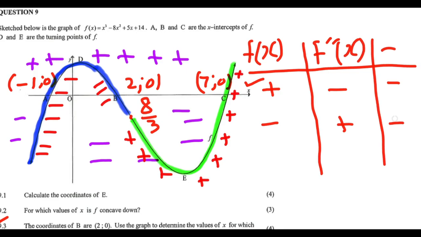So analyze the scenarios. The first scenario, f of x positive, second derivative must be negative. Positive and negative, answer is going to be negative. So now we look where is f of x positive. I'm going to highlight with a different color. This is f of x positive, above the x-axis, till here, till the point P.